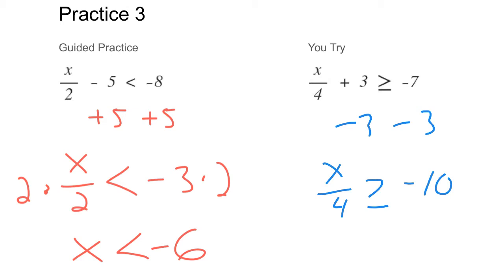And I'm going to multiply by 4 on both sides because I'm dividing by 4 over there. And that's going to leave me with x on this side and -40 on that side. And since I didn't multiply or divide by a negative in the process, the sign stays the same, and that would be greater than or equal to. So x is greater than or equal to -40.